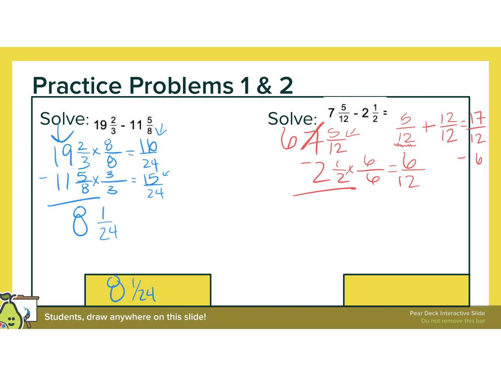Now I can subtract because 17 is larger than 6. 17 minus 6 is 11. Denominator stays the same. Whole numbers. Now it's just a 6. 6 minus 2 is 4. There's nothing else you can do. This is your final answer. You would type it in as 4 space 11/12. No spaces for the fraction.